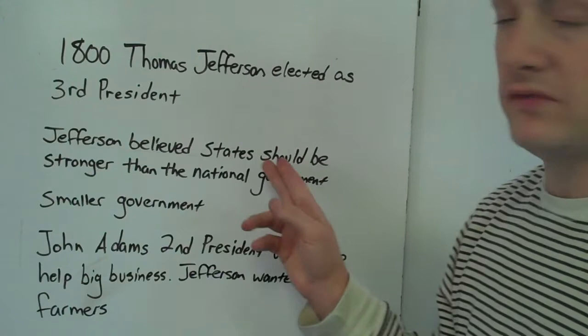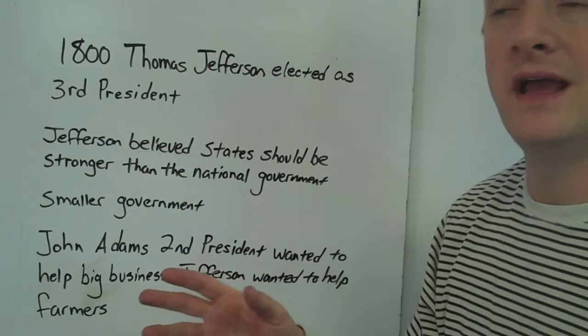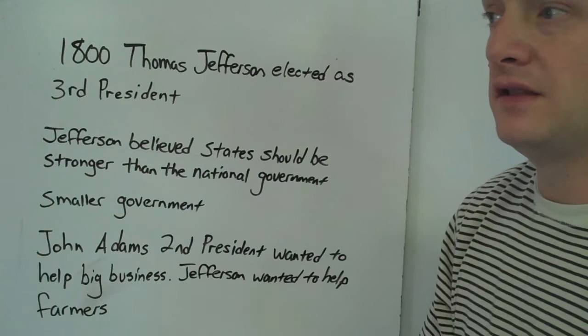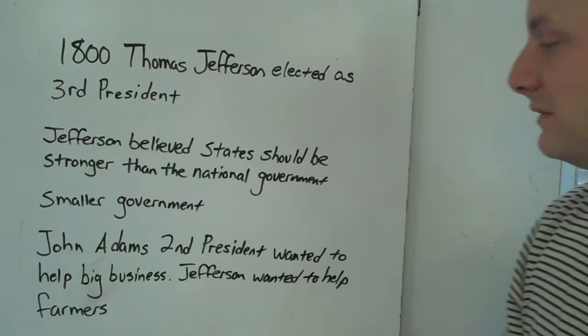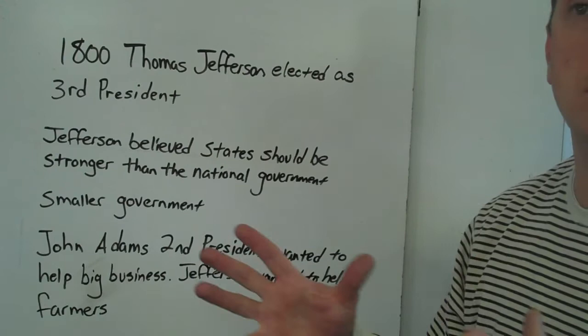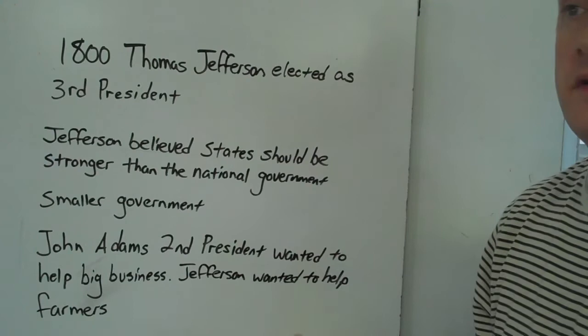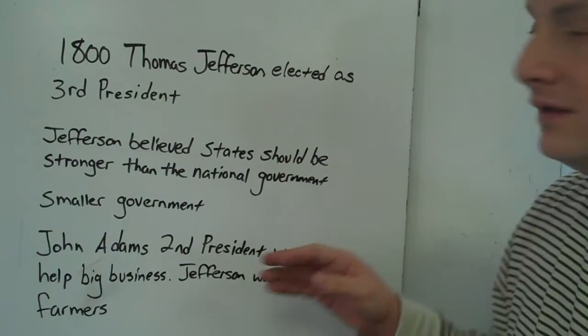Jefferson was for a smaller government. That means he believed that the government should not be involved in every aspect of the state. Let's let the states make their own decisions. The national government needs to kind of step down a little bit. John Adams, our second president, was different. He wanted to help businesses to grow, especially big businesses. Adams felt like we need to really pump up our businesses and let them grow. Jefferson, again, is different. He says, no, let's help the farmers. So we have some differences between our second and our third president, right? And so this is going to be kind of interesting.